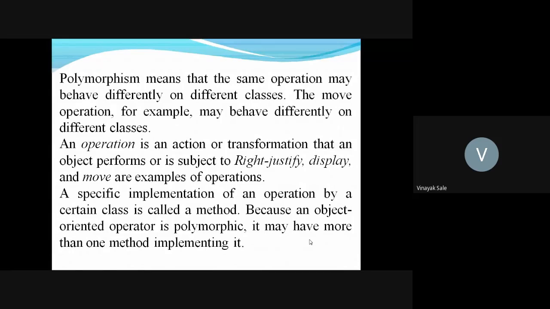A specific implementation of an operation by a certain class is called a method. Because an object-oriented operator is polymorphic, it may have more than one method implementing it.